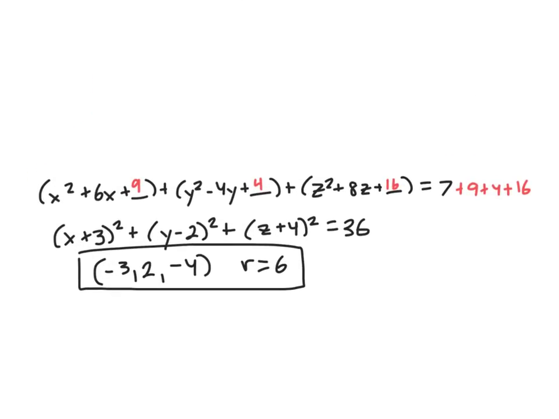Okay, so here, same idea, group your x, y, and z terms, complete your squares, and make sure you are adding the same value to both sides. You should end up with this as your standard form equation, giving you a center of -3, +2, -4, and a radius of 6.